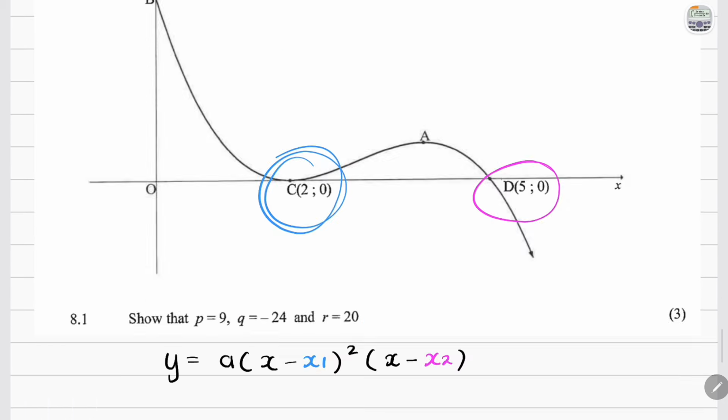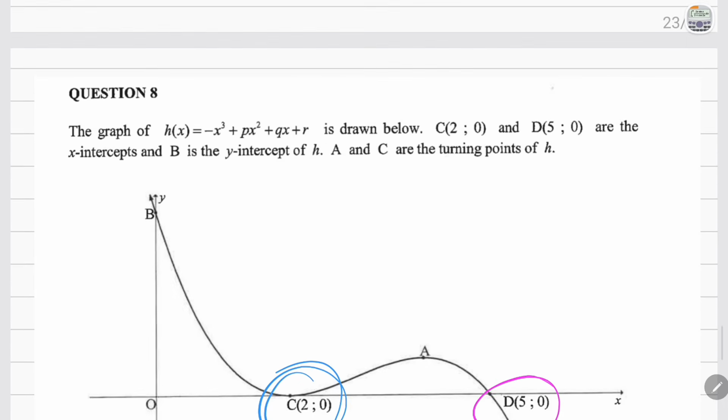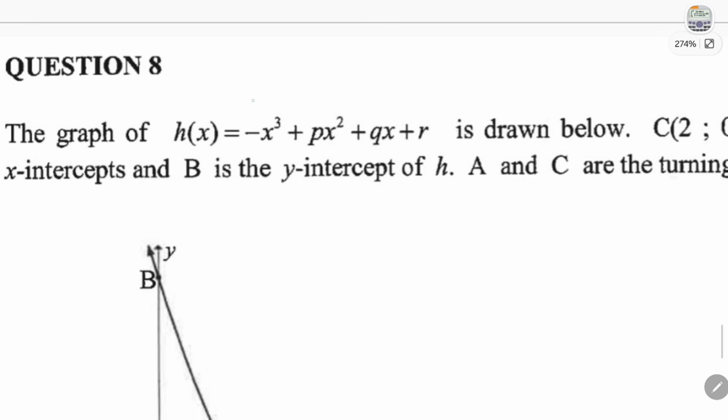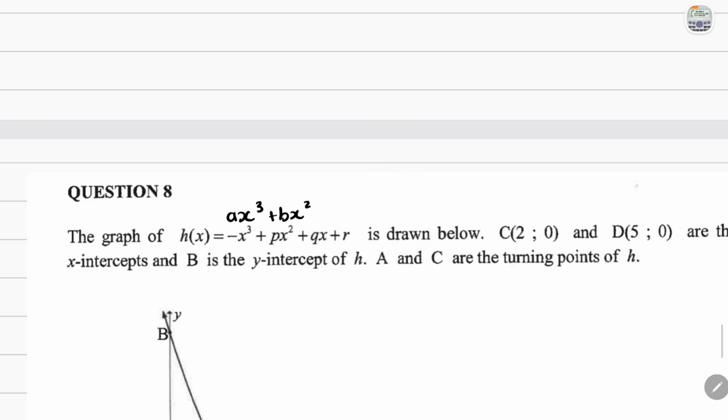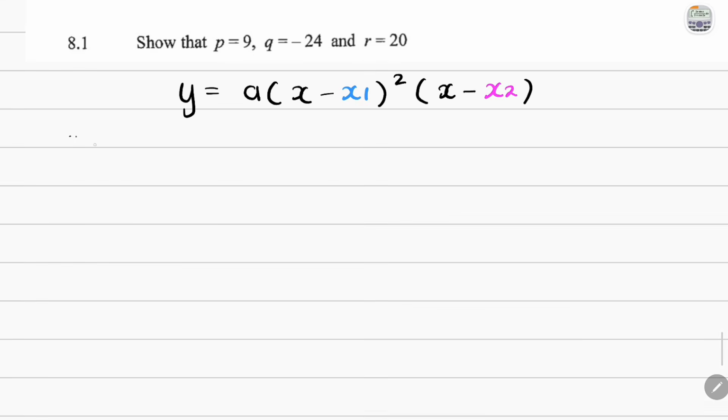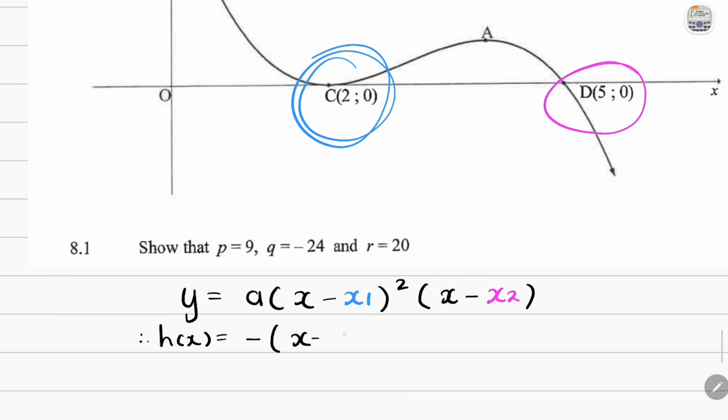So now we can go ahead and fill this in. I'm just going to call it h of x. You can see here that they've given you the value of a, it's in the form of ax to the power of 3 plus bx squared, and so on. So a is already equal to negative 1. So finally we can say h of x is equal to negative 1, multiplied by x minus 2, that x-intercept of 2 that is also a turning point, all squared, multiplied by x minus 5.